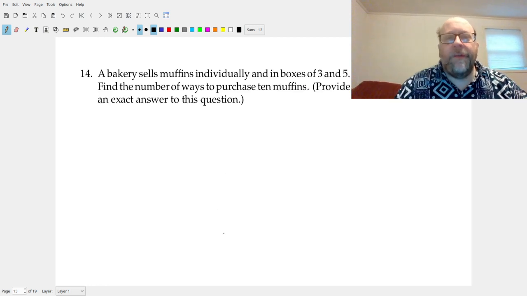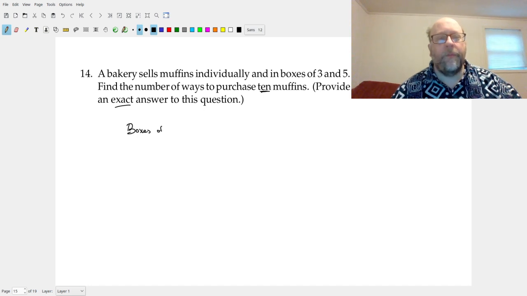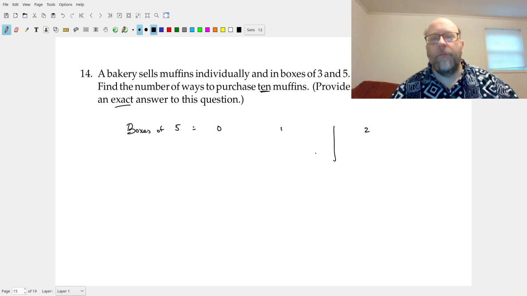A bakery sells muffins individually and in boxes of 3 and 5. Find the number of ways of purchasing 10 muffins. Okay. And this problem wants an exact answer. This is a small enough problem that we could actually just sort of count this out. So for the number of boxes of 5, we could have 0 or 1 or 2. Well, if we have 2 boxes of 5, that is 10 muffins, and so we're done. One way.